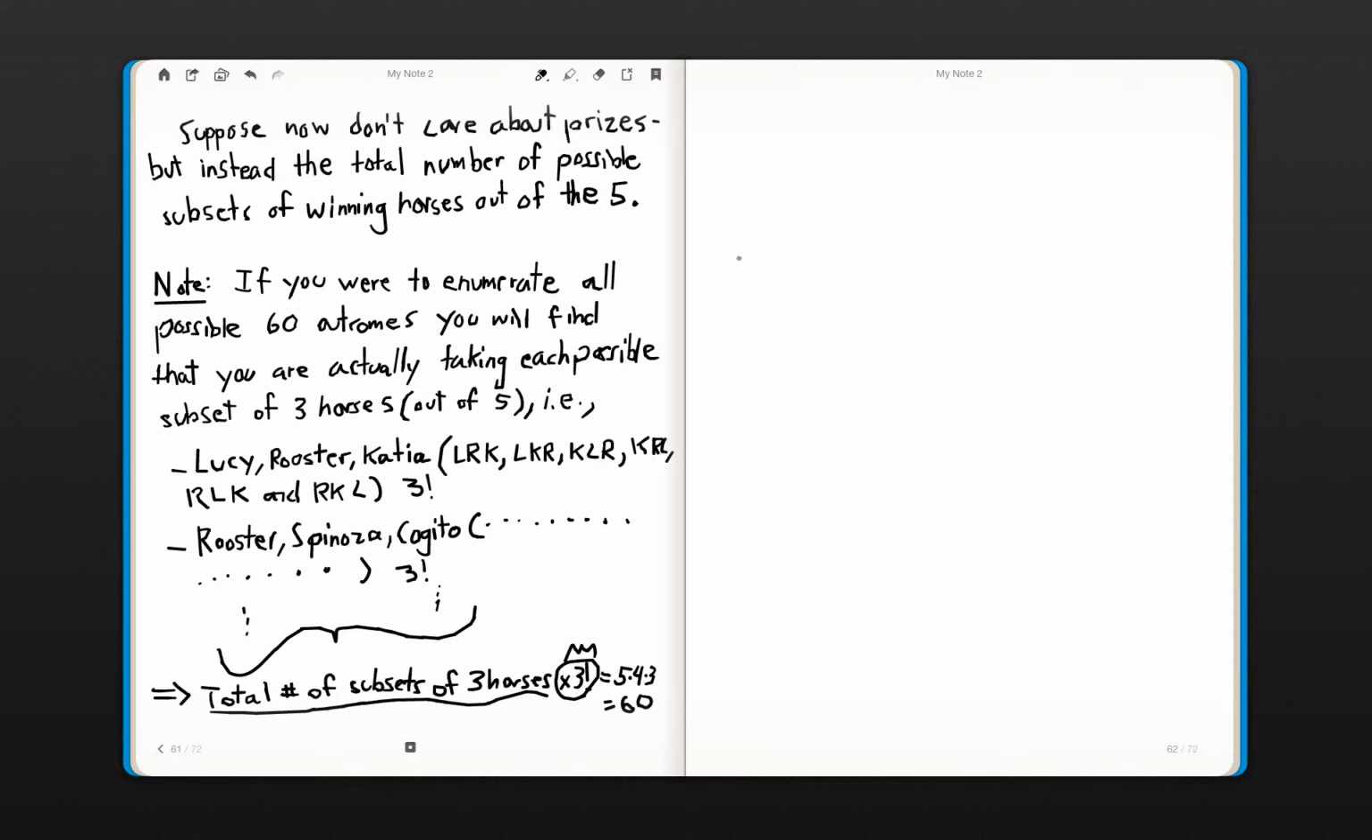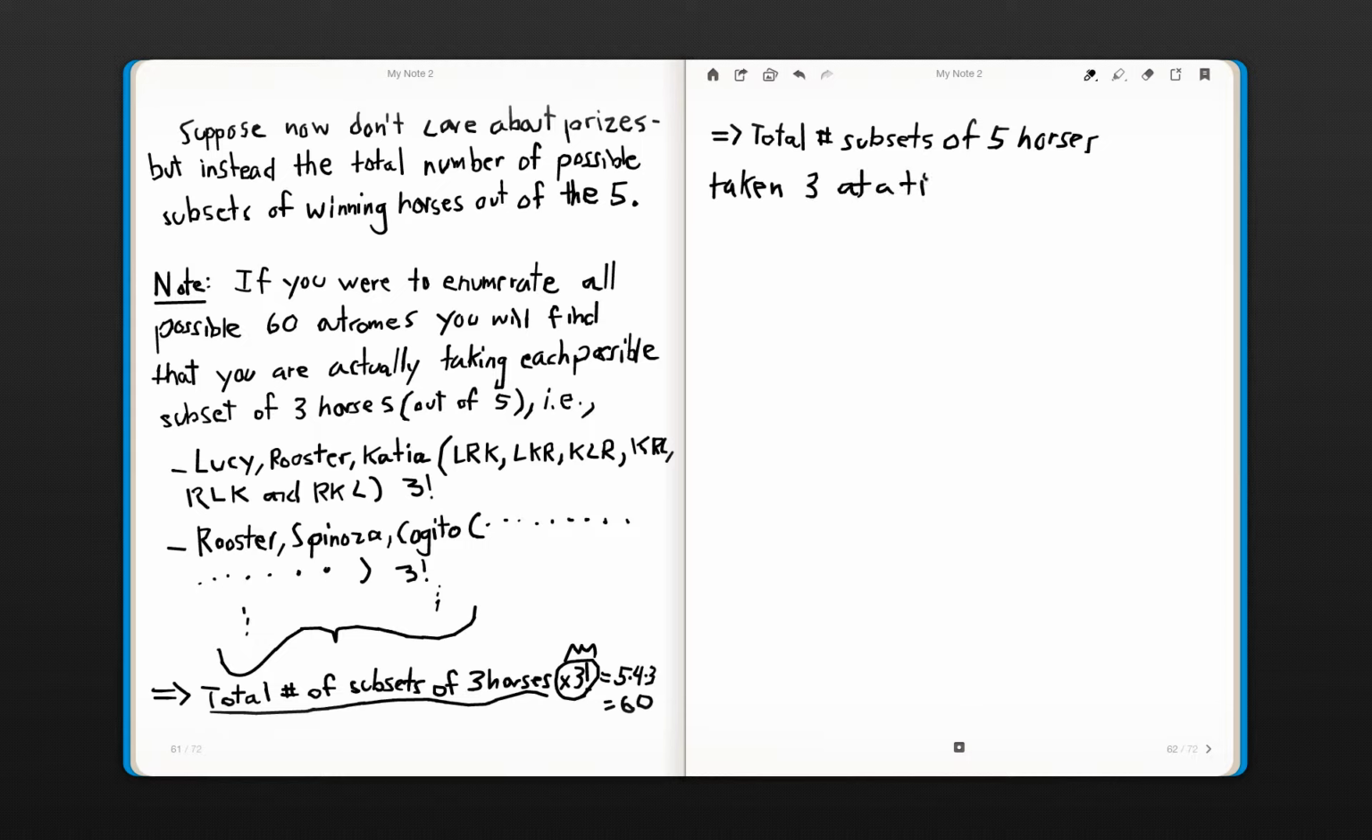So what that means then is that our total number of subsets of 5 horses taken 3 at a time is equal to the total number of outcomes, including or respecting where order is relevant, and then we take out the number of ways we actually can permute the 3 horses, because we no longer care about the first, second, or third prize. And this is just equal to 10.